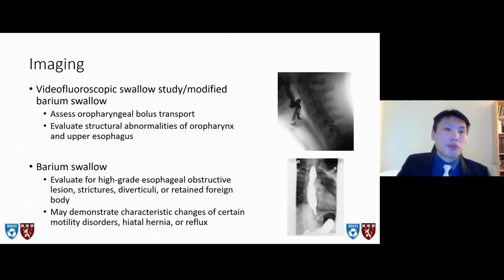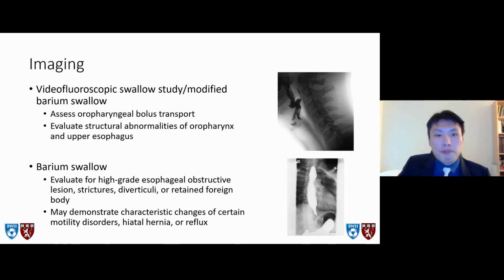Some of the diagnostic modalities we have for swallowing symptoms include imaging studies. One of the most common ones we see is a video fluoroscopic swallow study or modified barium swallow. This is often performed with the help of a speech pathologist, and is mainly used to assess oropharyngeal bolus transport. So for any oropharyngeal symptoms, oropharyngeal dysphagia, this will be the best test to use. It can also help evaluate structural abnormalities of the oropharynx or the upper esophagus. So a Zenker's diverticulum can often be seen very well with the modified barium swallow.